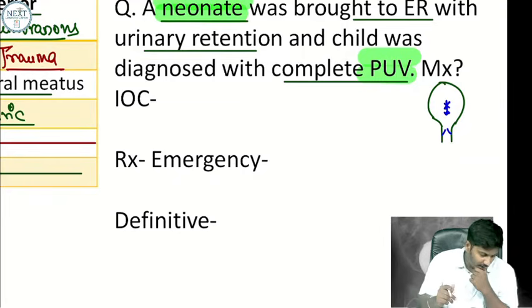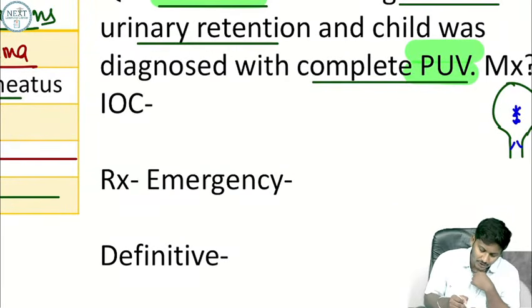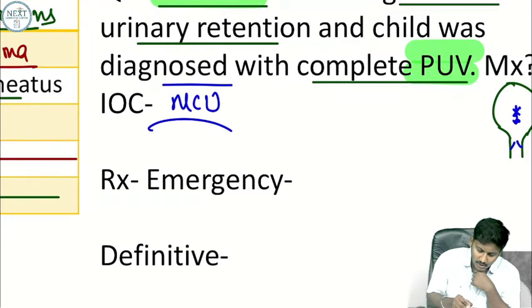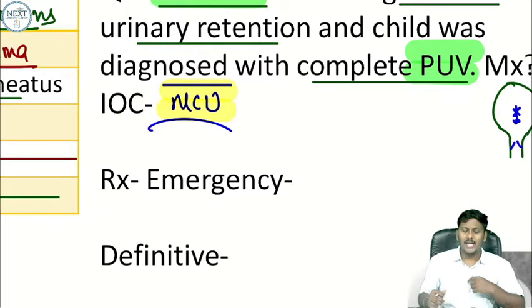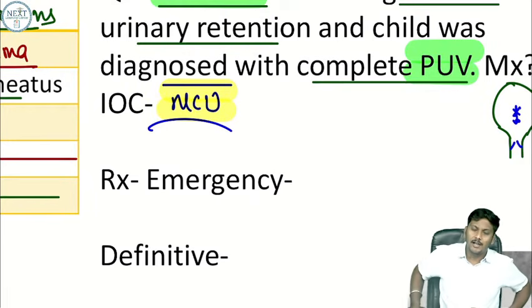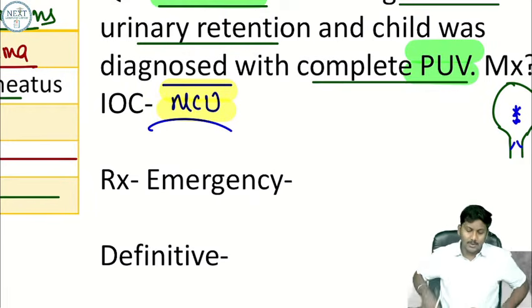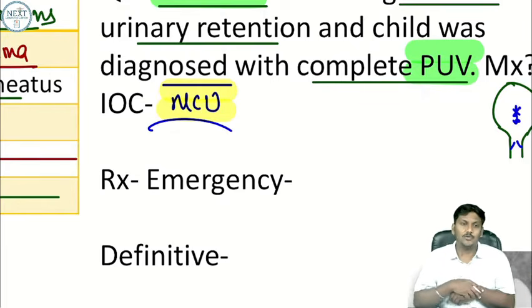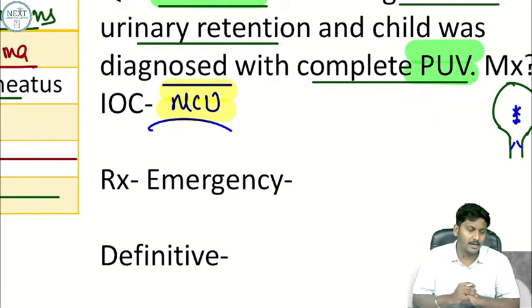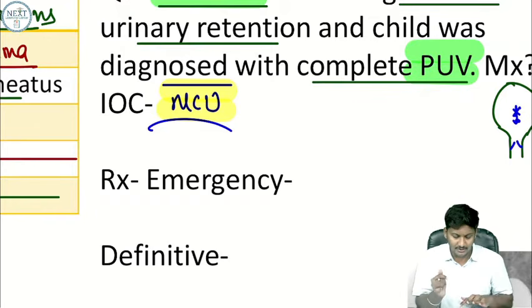Investigation of choice should be what, anybody, in this case? We know two conditions: vesicoureteric reflux, when there is backflow of urine from the bladder into the ureters, and second, posterior urethral valve. In both these conditions, the investigation of choice has to be MCU. MCU is nothing else but micturating cystourethrogram. What is that? We fill the bladder with a lot of contrast, and once the bladder is full, the patient will start urinating, and once the patient urinates, you will take the X-rays. That is called MCU, or micturating cystourethrogram.